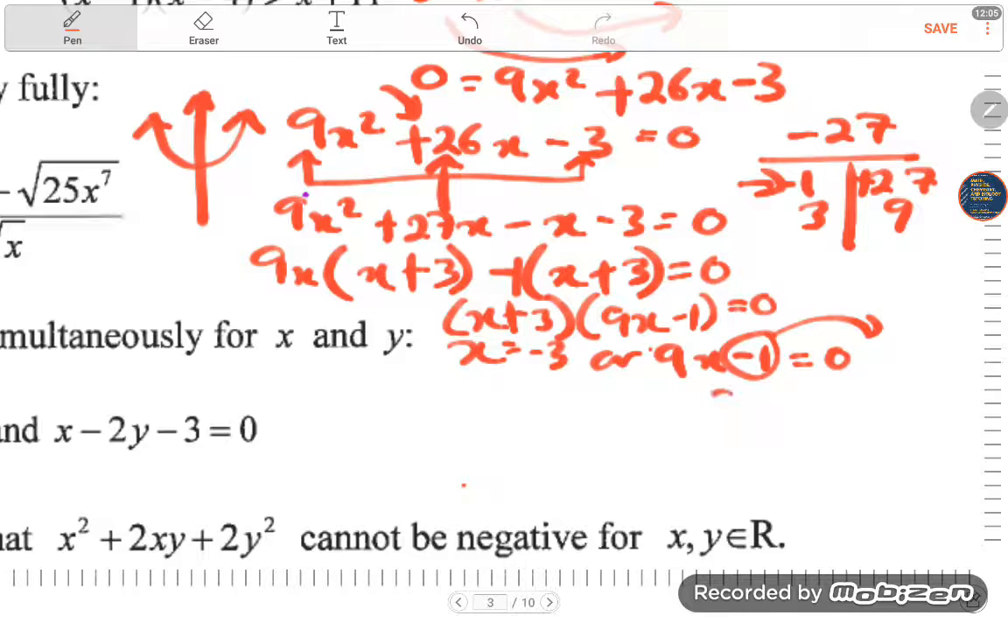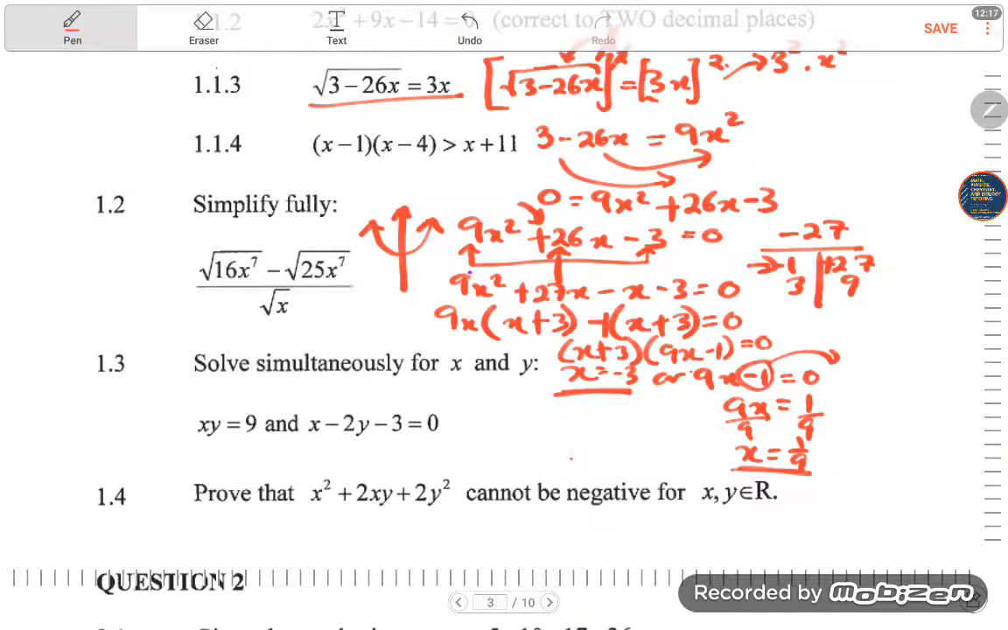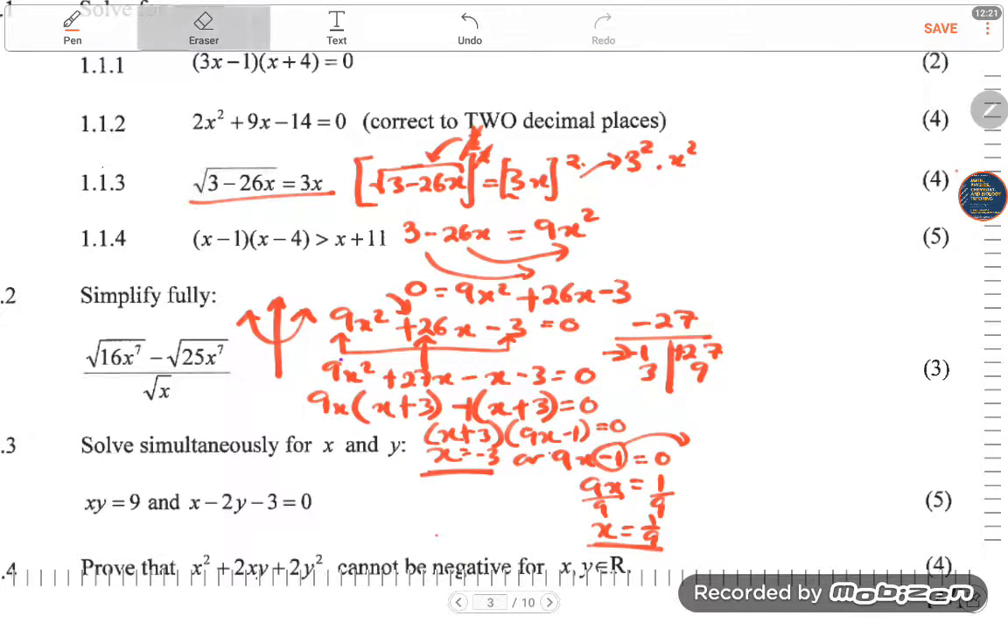Taking this side, 9x is equals to 1. Divide both sides by 9. Therefore, x is equals to 1/9. That's our second answer. Okay? That's the approach to 1.1.3. Okay? So I'm just going to get rid of that working there.